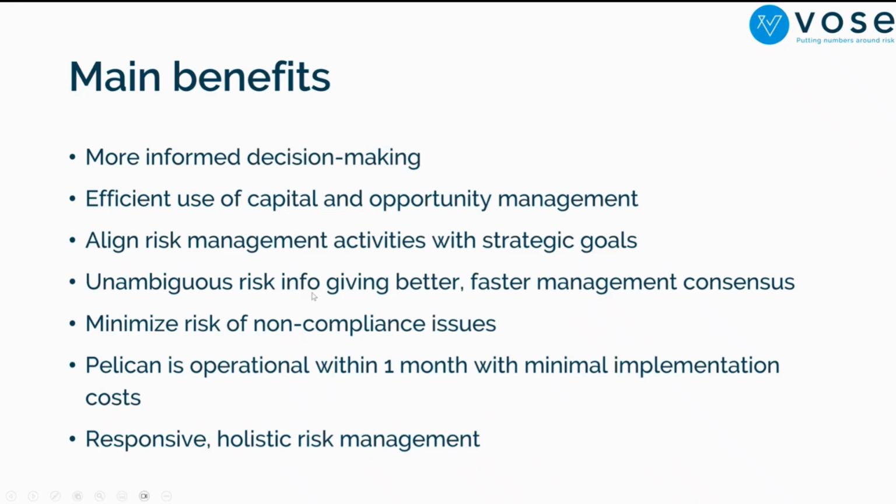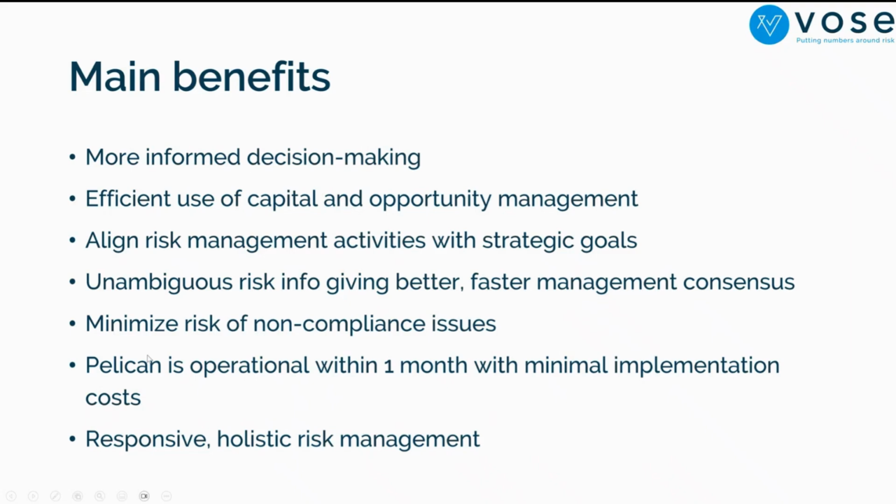Unambiguous risk information gives better and faster management consensus because the analytics are defensible, and you can drill down to a tiny level to see where the analytics are coming from. So it's very transparent and defensible. You're also minimizing the risk of non-compliance issues, as a lot of the modern compliance requirements require quantitative analysis to be performed during your risk management process.